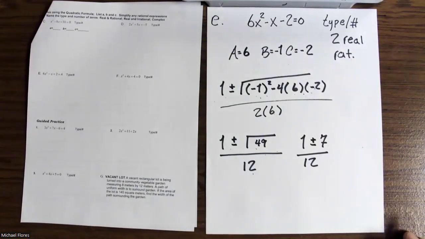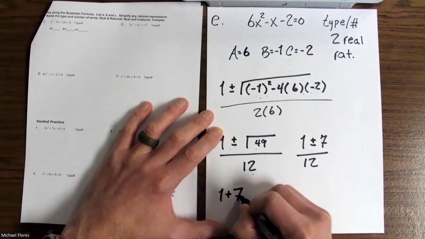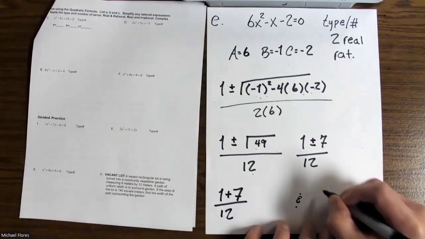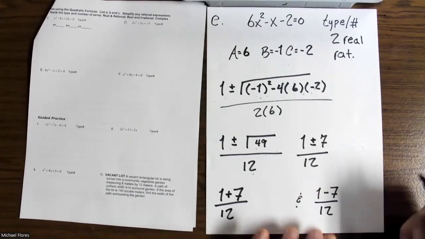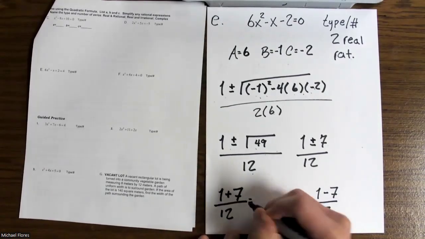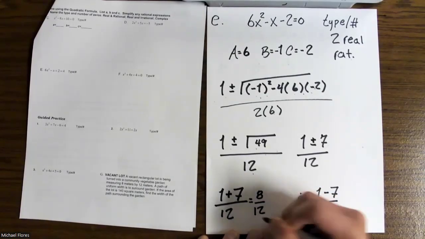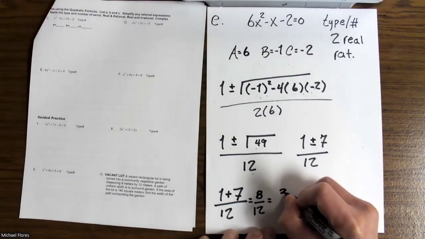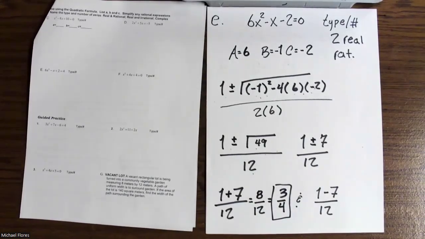And now we have 2 problems that we have to simplify. We have to simplify 1 plus 7 over 12 and 1 minus 7 over 12. 1 plus 7 is 8 over 12, and 8 over 12 is going to reduce to 3 over 4. Is that right? Why does that seem funny to me?